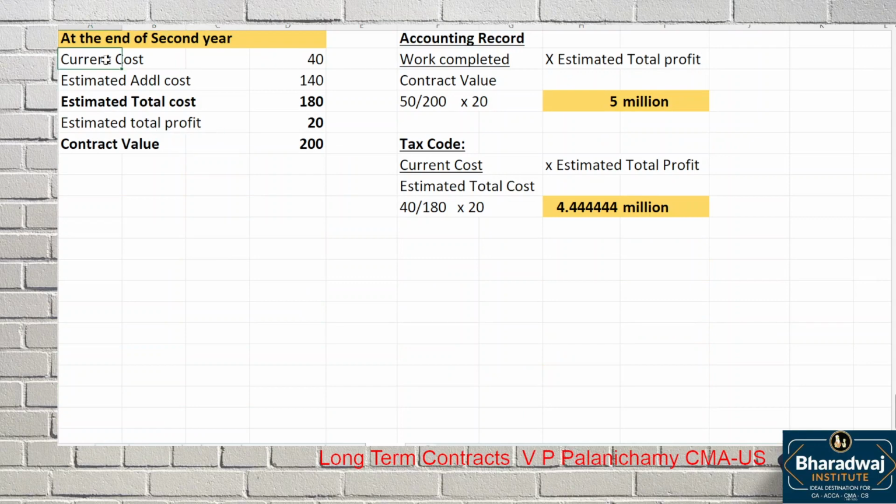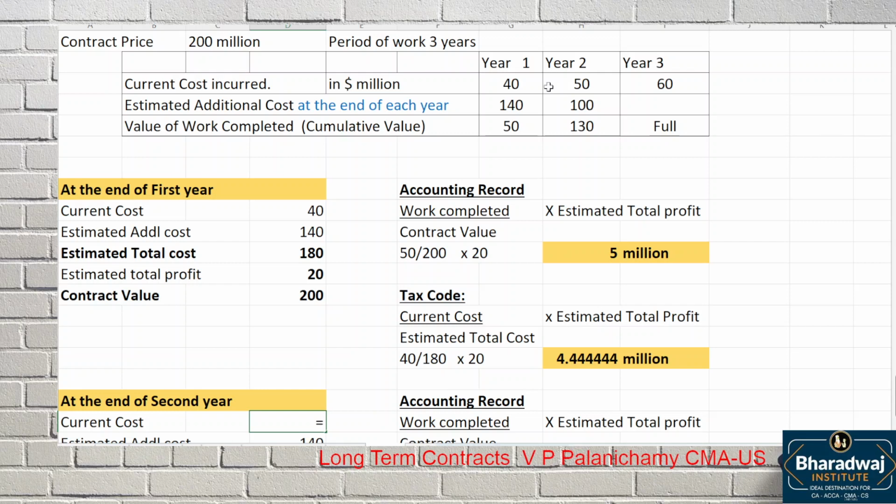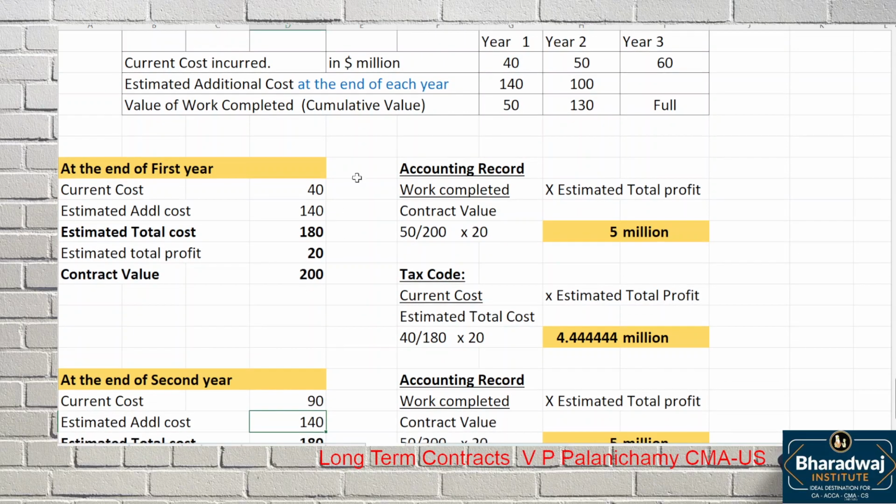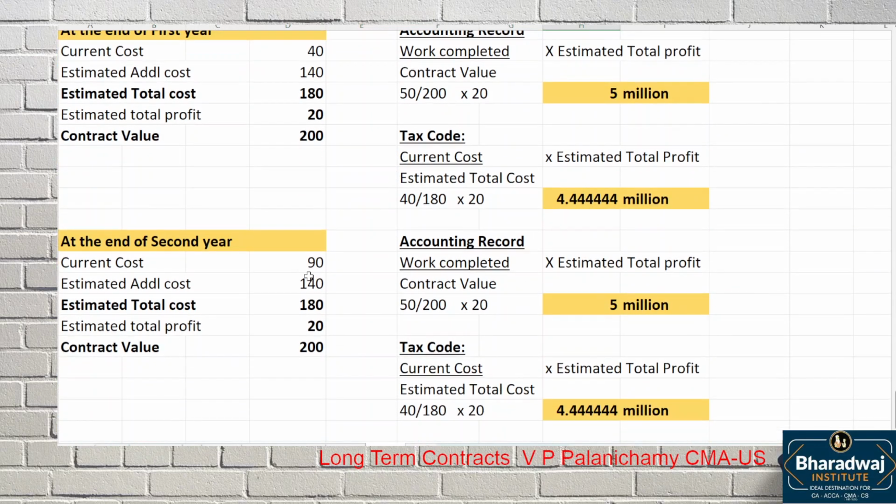At the end of second year, current cost means cost incurred in the first year plus second year. Total 90. Estimated additional cost at the end of each year is given, which means this is the cost for the third year. So it will be totally 190. What is the total contract value? 200 means what is the estimated total profit?